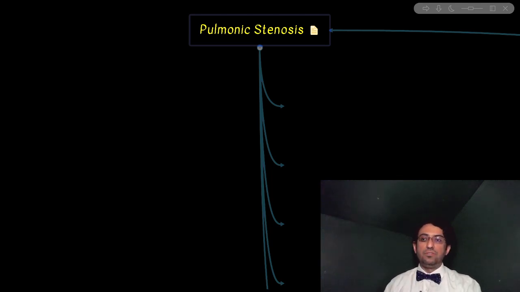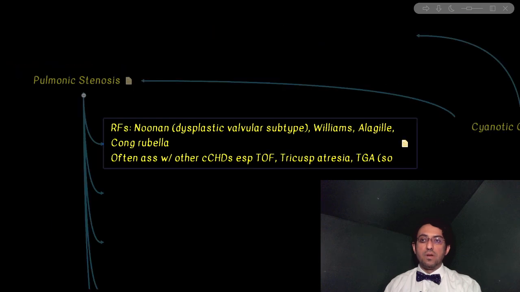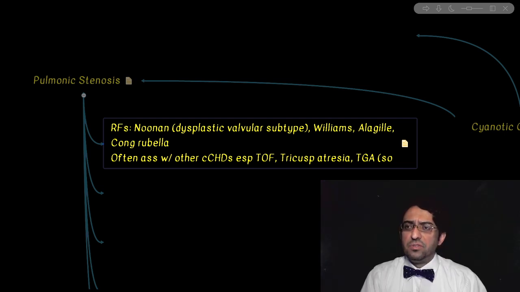So the first question is, what are the common risk factors for this pretty uncommon cyanotic congenital heart disease, pulmonic stenosis? Always remember Noonan syndrome, Williams, Alagille, and congenital rubella. Do you remember the findings seen in Noonan syndrome?